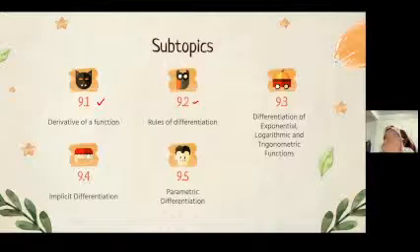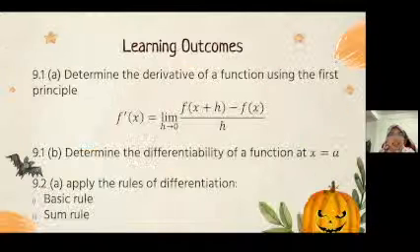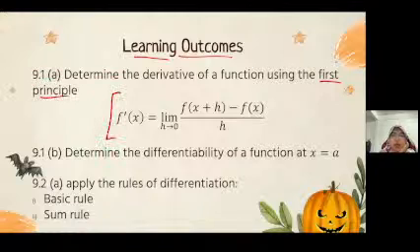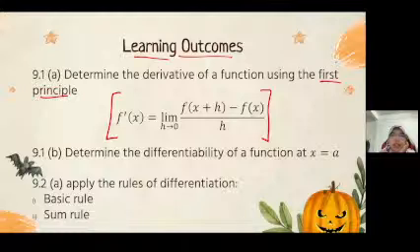And then implicit differentiation, parametric differentiation. So today we are going to focus on 9.1 and 9.2. Okay, so the learning outcome for today is that the first one, you should be able to determine the derivative of a function using the first principle. So when we are talking about using the first principle of differentiation, that means we are going to use this formula to calculate the gradient or the derivative of the function. So f prime of x is equal to the limit as h approaches 0 of f(x plus h) minus f(x) over h. So that is the first one. And then the second formula is to determine the differentiability of a function at a certain point.